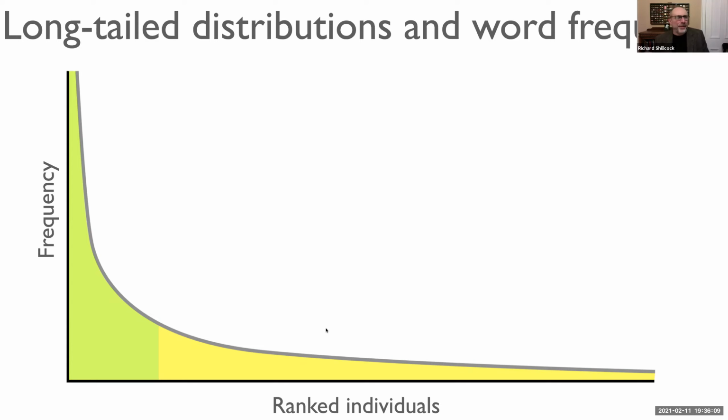So a long tail. If you look at words, there's a group of words that are really frequent. And so if you look at text, there's something like 140, 150 words that account for half of all text. That's the green group here. Then there's a lot of other words.